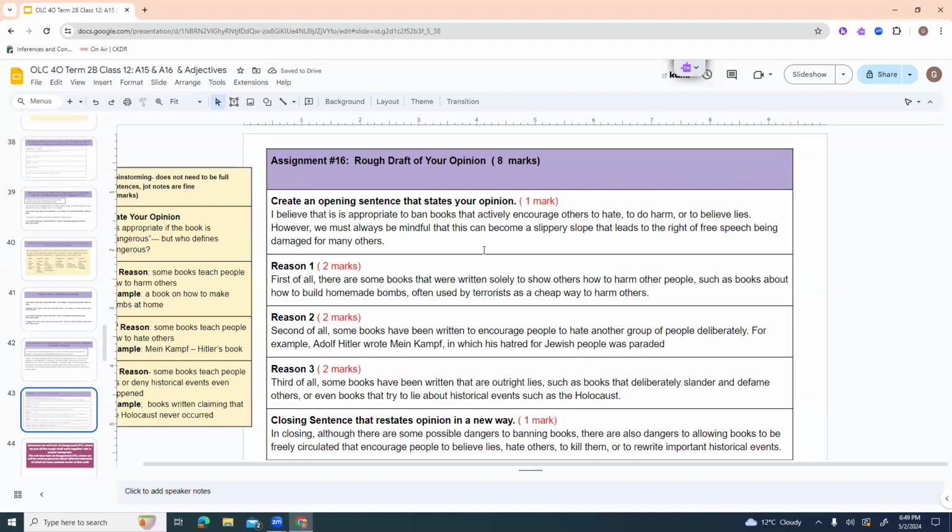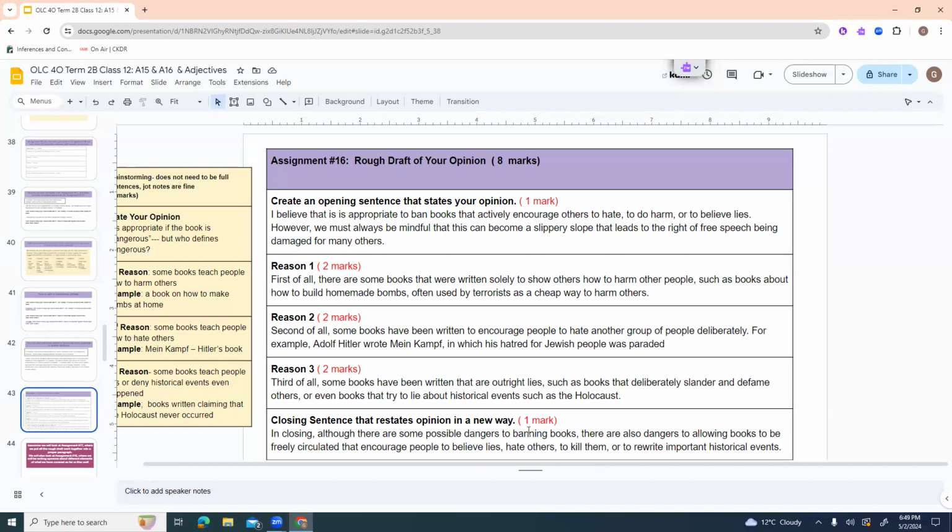So then you end up with something that looks like this. Here, this should look more polished or more complete than assignment number 15. It should all be in complete sentences. Your details should be expanded upon. Your examples should be expanded upon. This should be almost your final draft in a sense, okay?